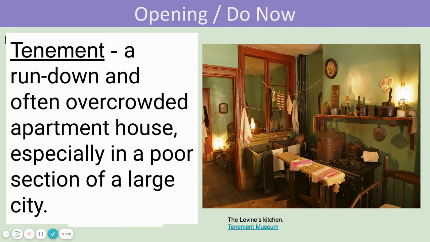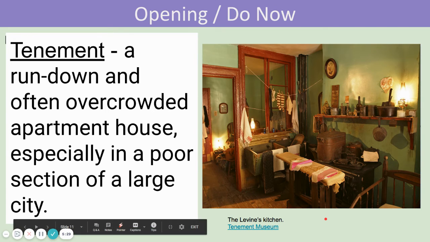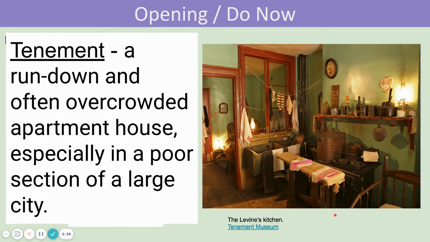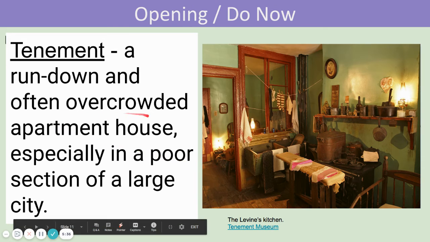For the text we are going to do today, we are going to be focusing on this key vocabulary word, the word tenement. Can somebody please read the definition for a tenement? Good. A rundown and overcrowded apartment house, especially in a poor section of a large city. Good. Tenements were small apartments. There were many apartments on each floor, and they were often in poor neighborhoods in large cities. They were often crowded.